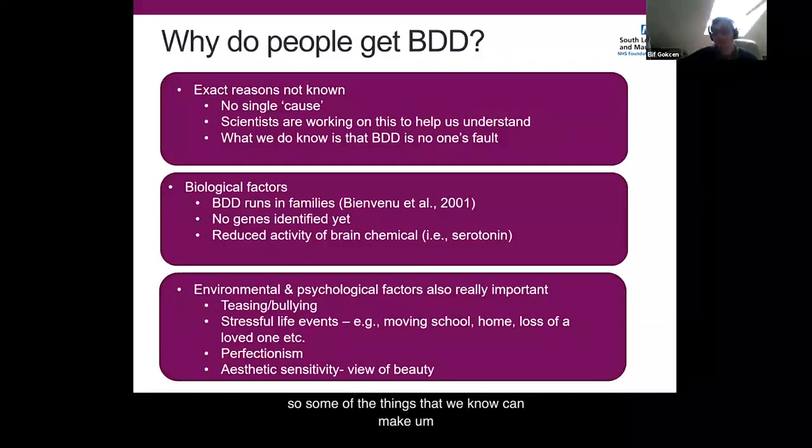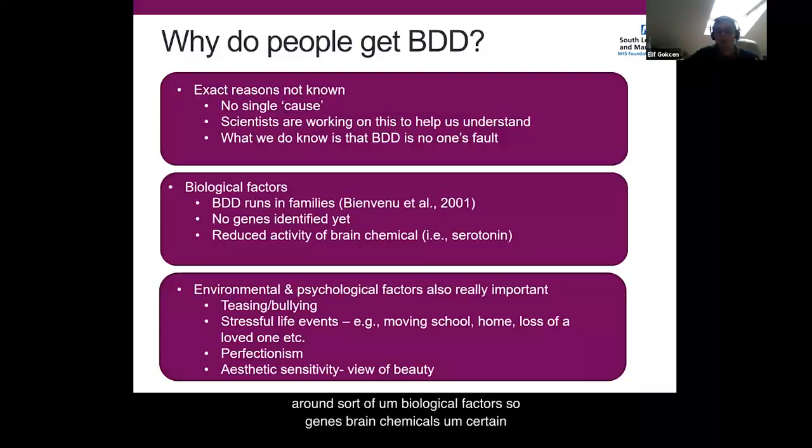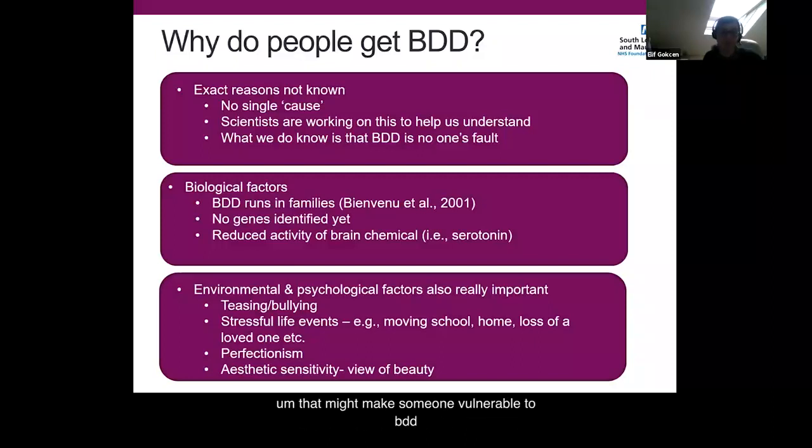Some of the things that we know can make someone vulnerable to developing BDD are biological factors: genes, brain chemicals, certain family history presentations. We have some research showing that BDD can run in families, and that if you have a relative with BDD, your chances of developing BDD might be higher. Also, if you have a family history of mental health difficulties, the risk of developing BDD might be a bit higher as well. There aren't any genes identified that are specifically linked to the cause of BDD, but we know that there are likely to be multiple genes at play. We also know that reduced activity of certain brain chemicals like serotonin might make someone vulnerable to BDD.